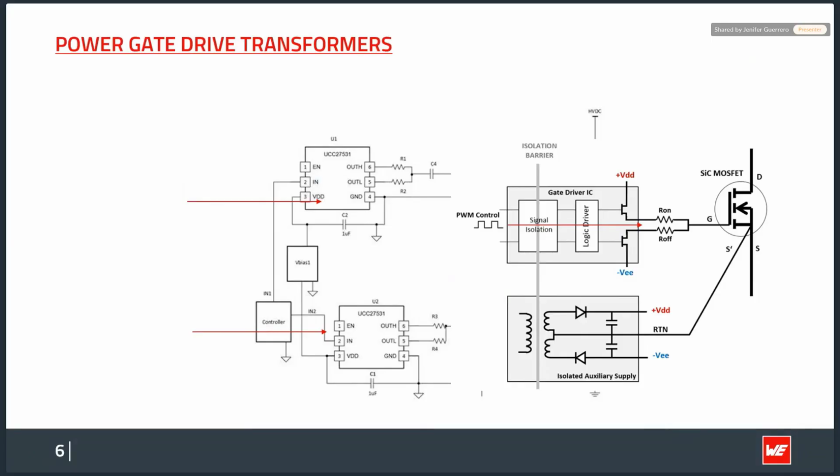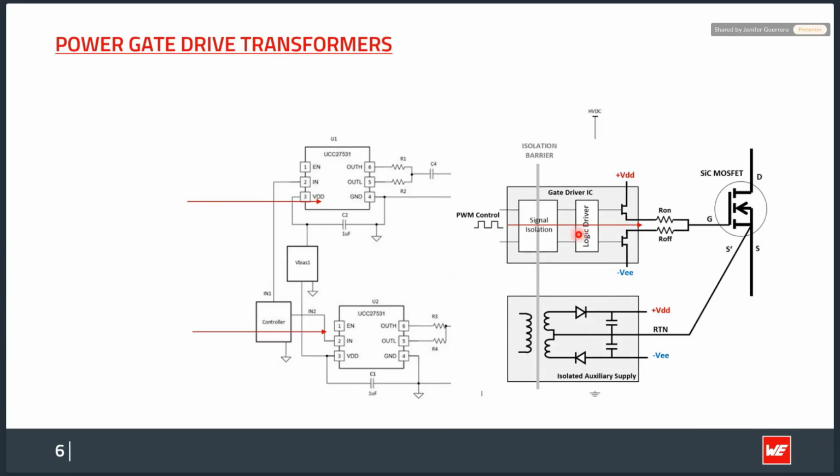However, what this IC now needs is power, and that power must still be delivered across the isolation barrier. So here is where our power gate drive transformer comes into play. The diagram here shows that we need an isolated auxiliary power supply. It's typically built as a flyback, push-pull, or any other custom transformer that we are able to provide at any time.